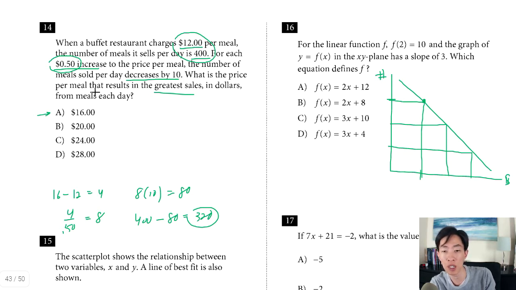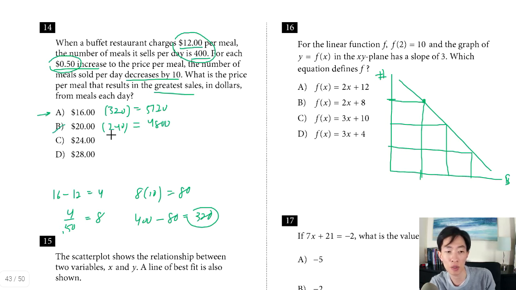So what's the total sale? Again, like we said before, take $16, multiply by the total meals sold, and for choice A, the total is going to be 5120. Basically, we're going to do that same calculation for each answer choice. So in choice B, increasing $12 to $20, that's $8. That means there are 16 50-cent increases. Multiply that by 10. That's 160 decreases in meals. So 400 minus 160 is going to be 240. When we multiply that out, it's going to be 4,800. So we notice that A is still a better answer than B.